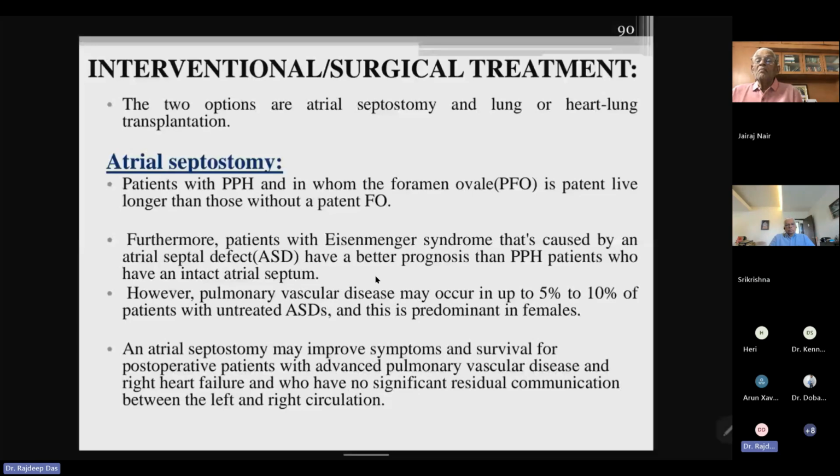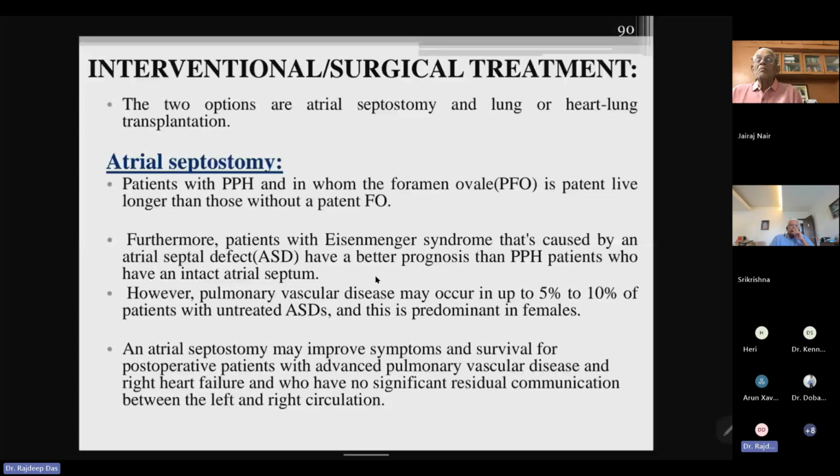However, pulmonary vascular disease may occur in up to 5 to 10% of patients with untreated ASDs, and this predominates in females. An atrial septostomy may improve the symptoms. It is mainly done to prevent right ventricular failure, and it improves survival in post-operative patients with advanced pulmonary vascular disease and right heart failure, who have no significant residual communication between the left and right circulation.